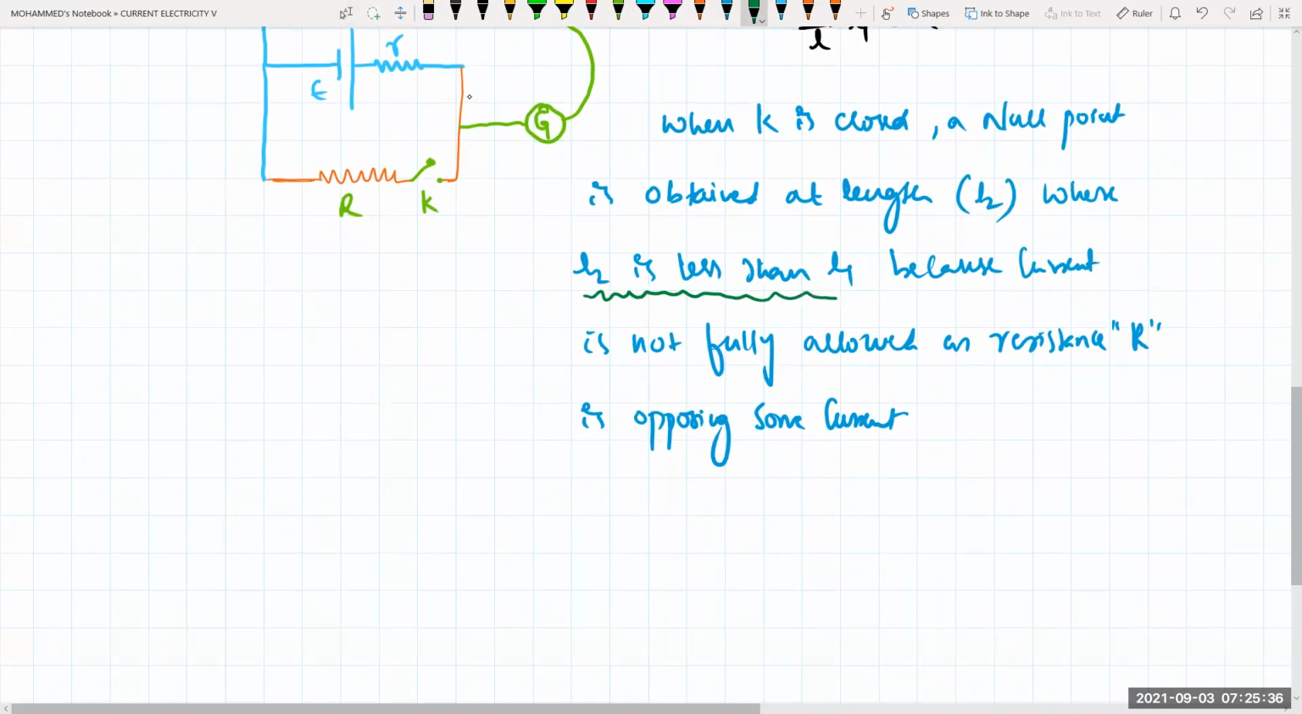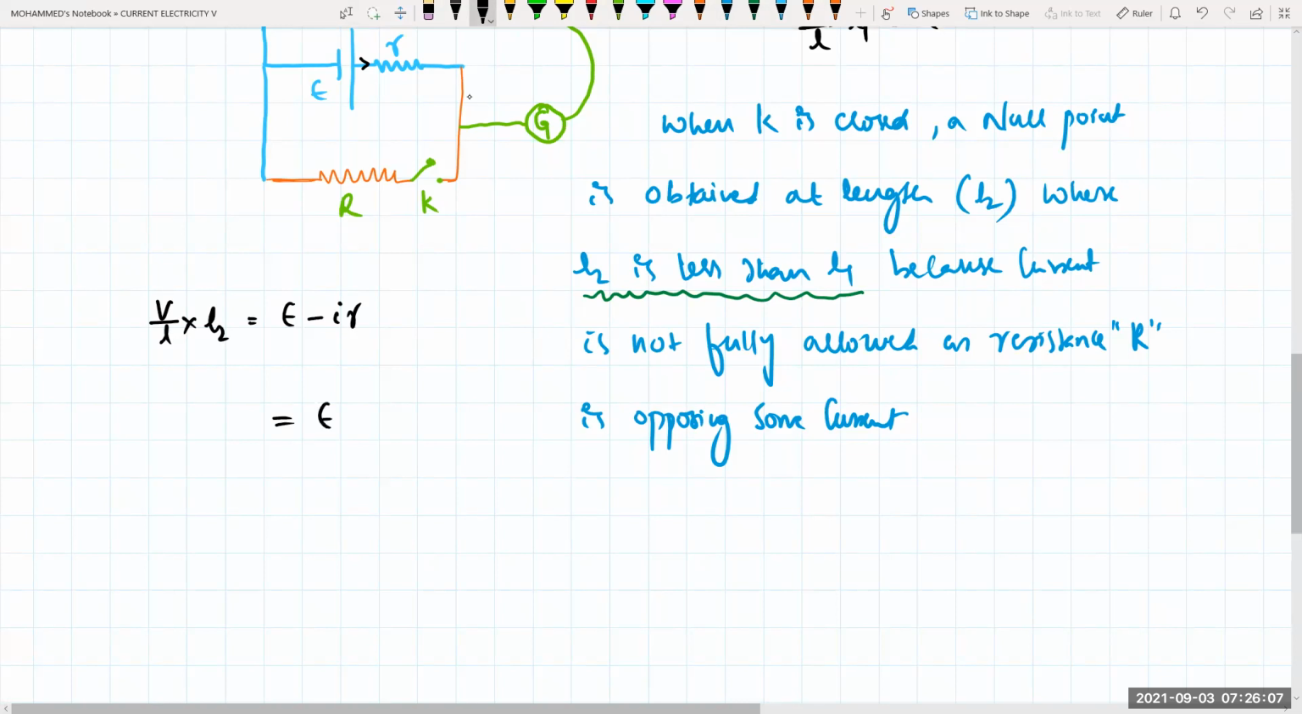Now, if I apply the potential gradient formula for this one, V by L into your balancing length L2 must be equal to the terminal voltage. There is a flow of current through the battery also, so it is a discharging of a cell. So it is E minus I into r. Is it clear? When resistance has been connected, there is a flow of current through the battery, so it is E minus I r.